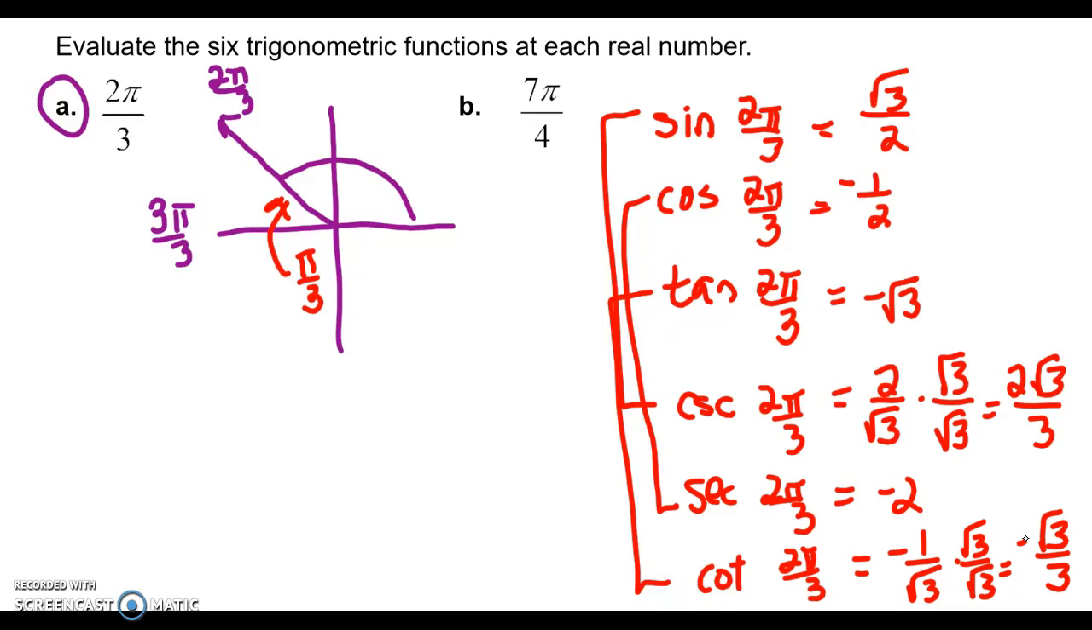And all it took for me to do this problem was to find my reference angle, know what the sine of that reference angle is, and then think about the signs, the signs of x and y in the second quadrant.